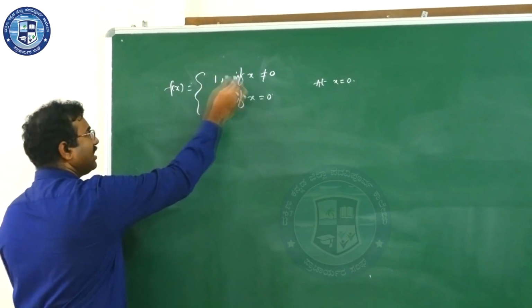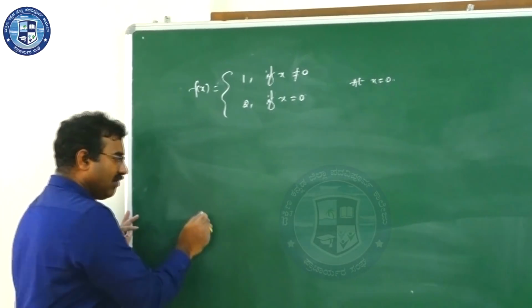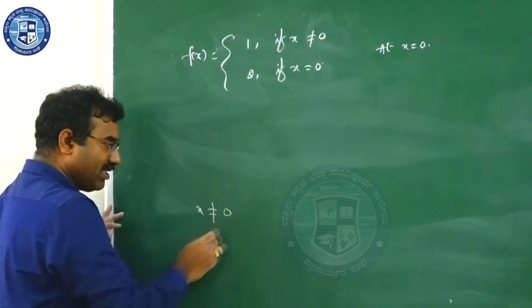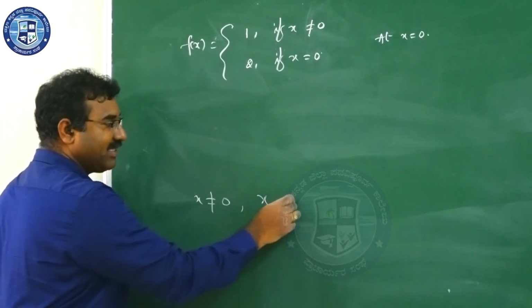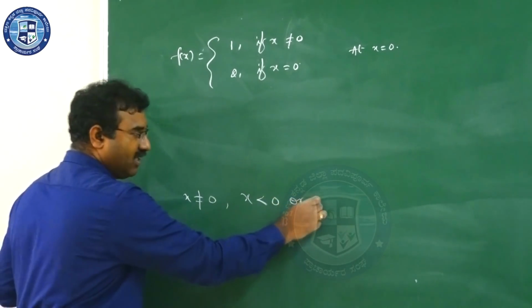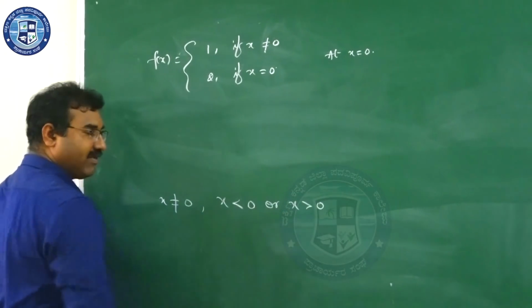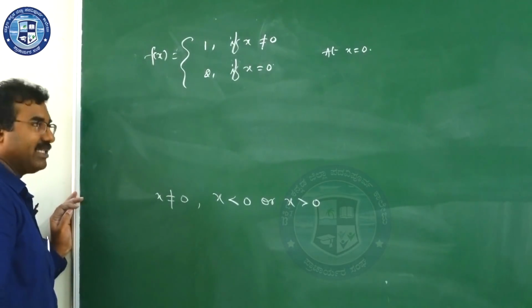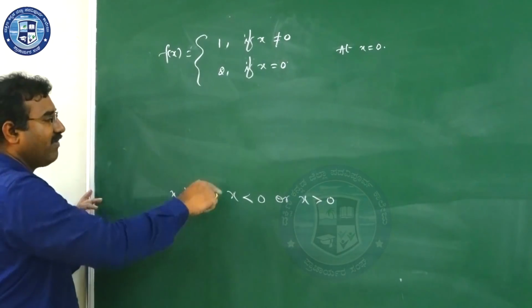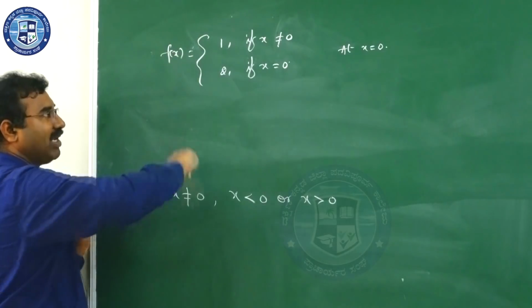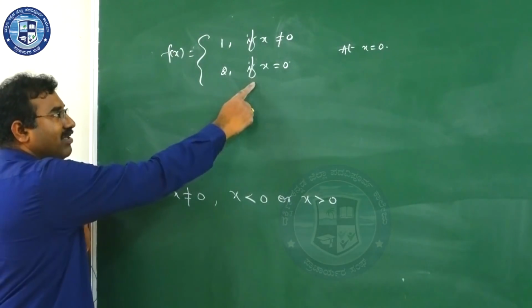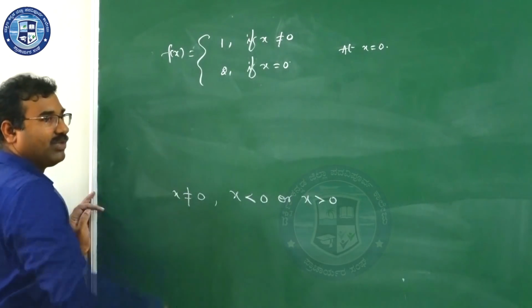Here x not equal to 0, that means what all the possibilities are there? x not equal to 0 means either x is less than 0 or otherwise x is more than 0. That means for all x negative values it is 1, for all x positive values it is 1 only. But when x is equal to 0 it is 2 they have given.